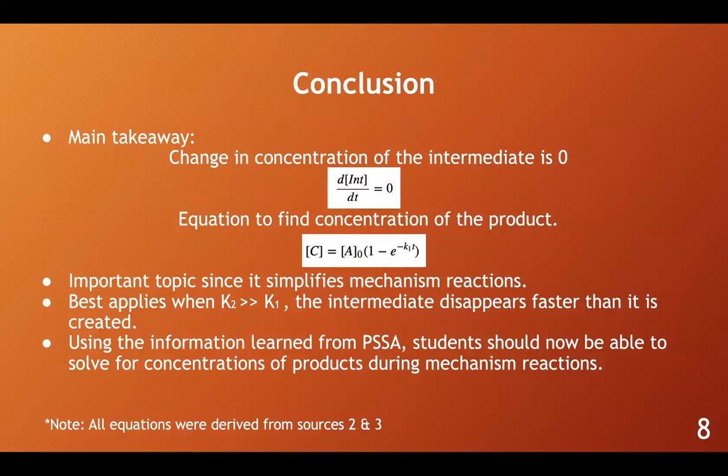So using the information learned from PSSA, students should now be able to solve for concentration of products using mechanism reactions. This is the main idea of the topic, just for students to be able to solve mechanism reactions and find general rate expressions more easily. Again, the equations were derived from sources 2 and 3.